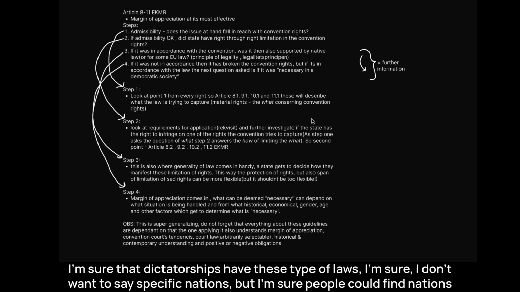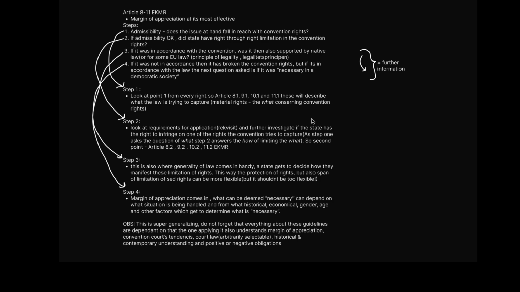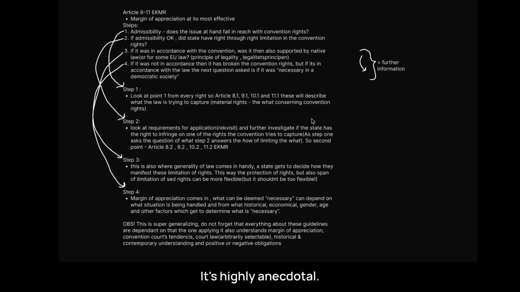I'm sure that dictatorships have these type of laws. I don't want to say specific nations, but I'm sure people could find nations which are definitely not democratic, but also have anecdotal laws. Moving on, step 4. I'm also going just to add, I know that religion is highly anecdotal.